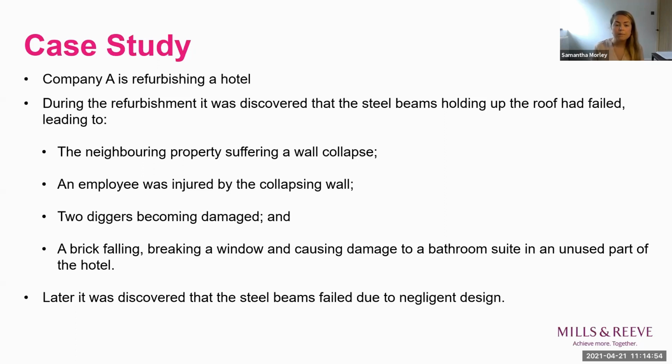The employer will want to make a claim to cover the damage to the bathroom suite in the older part of the hotel. And finally, as we've been told that the steel failed because it was not designed correctly by the structural engineer, we'd expect Company A to want to make a claim against the structural engineer on the basis of that error. Great. So now we know what claims will arise, and what we need to know is which of the policies is going to respond to those claims.